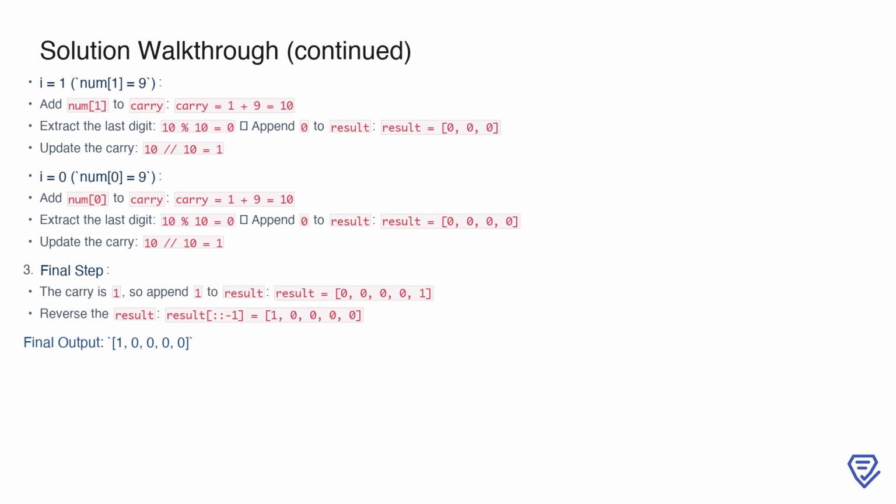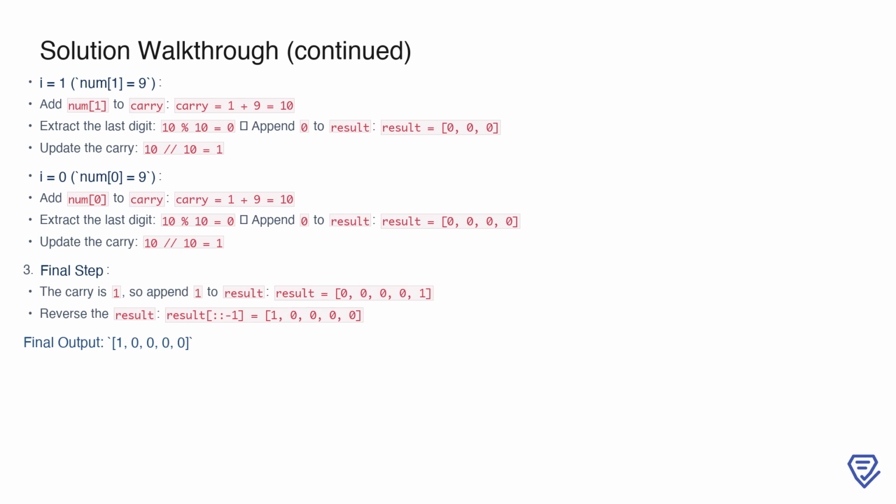Finally, at i equals 0, the value of number[0] is 9. Adding this to carry gives 10. The last digit of 10 is again 0, so we append it to result, resulting in result equals [0, 0, 0, 0]. The carry remains 1 after updating.